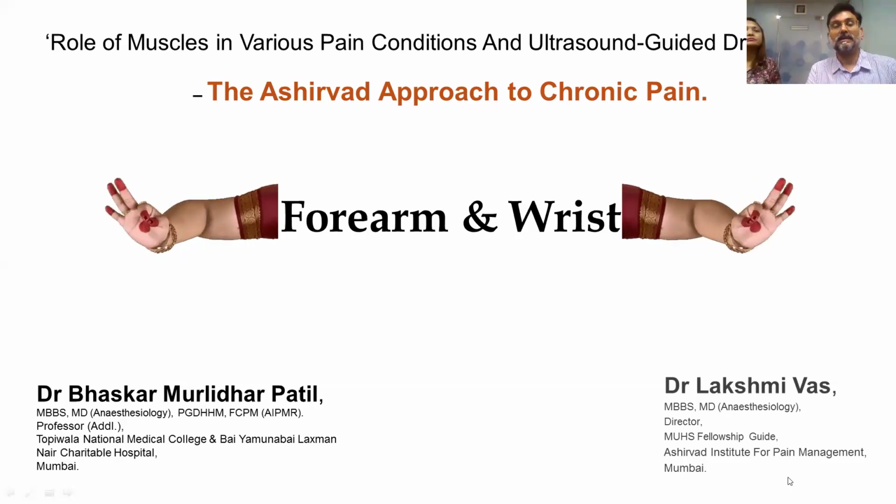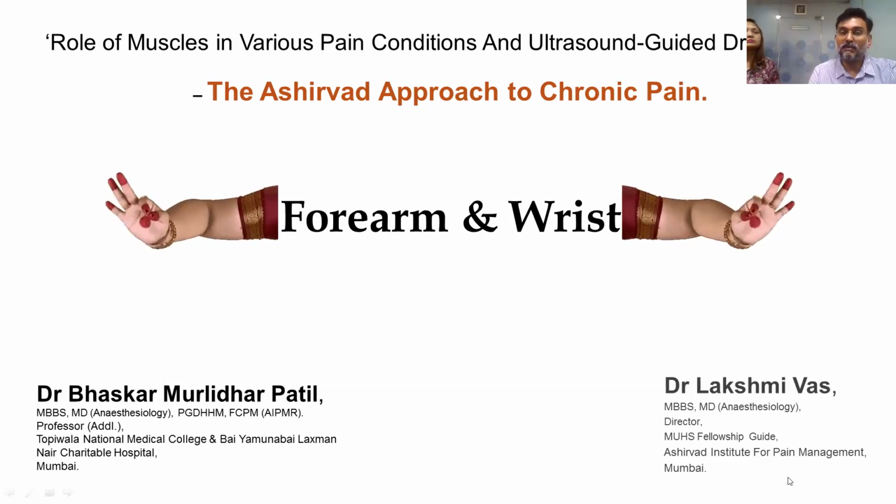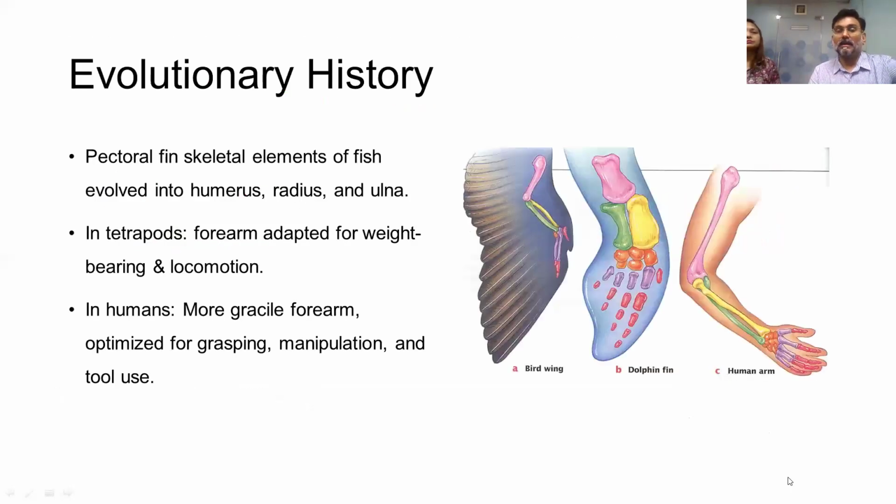Okay. So our topic today is the role of muscles in various pain conditions and ultrasound guided dry needling. We are going to deal with this topic in the Ashirwad way. We are going to take a look at the forearm and wrist today. It's important to take a glance at the evolutionary history of the forearm. Pectoral fin skeletal elements of fish have evolved into humerus, radius, and ulna.